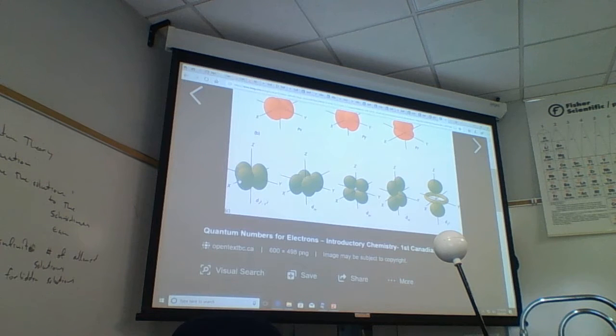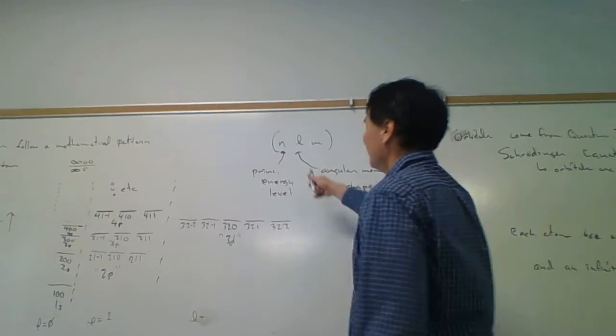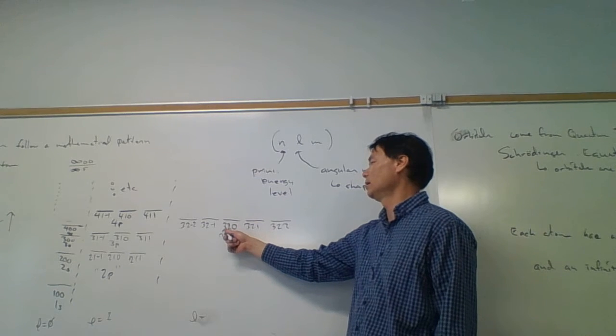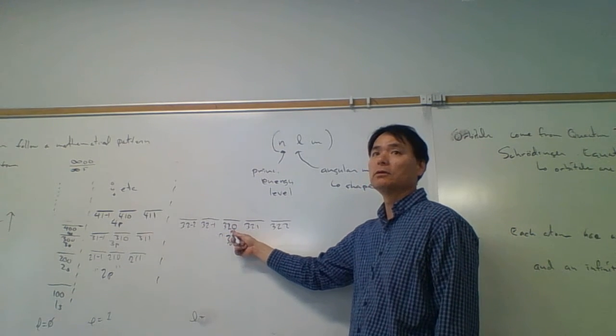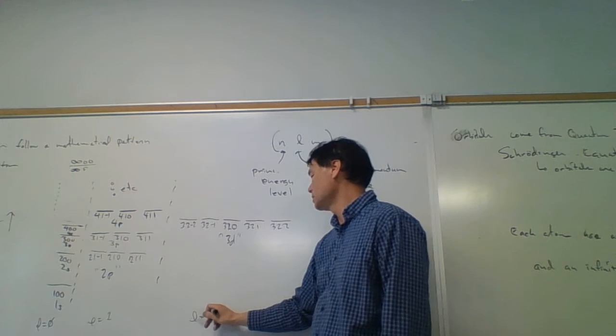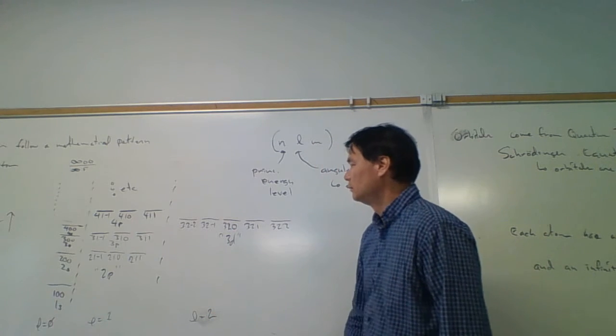And so over here, we'll write L equals 0. Over here, I'm going to write L equals 1. Over here, what's L equal to? L equals 2. It's the second number. The first number is N, 3. Second number is L, which is 2. And so this is L equals 2 here.